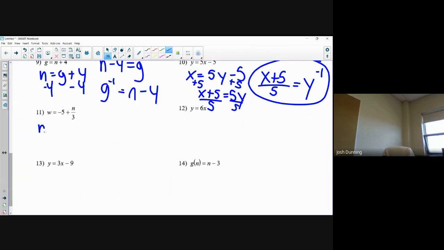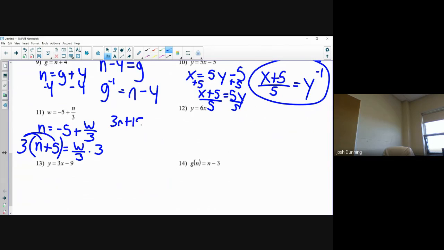Swap your input and your output. Solve for w. Add that 5. Now that's w divided by 3. So to cancel out, the 3 will multiply. But just be careful. This is a binomial, so I got to use parentheses. I'll distribute 3n plus 15. Stick the -1 on it to mean inverse. That's all that means.